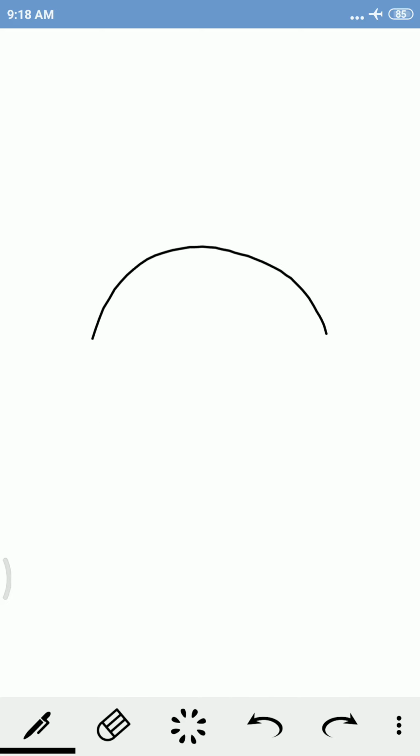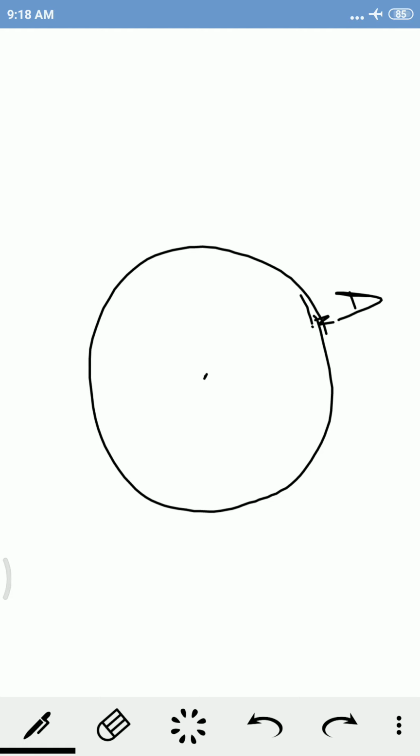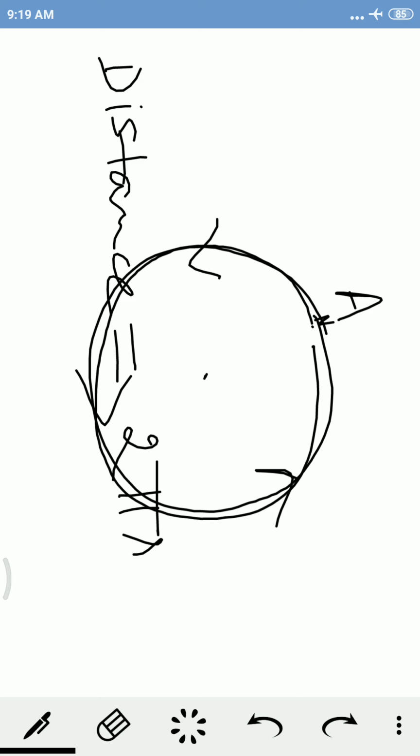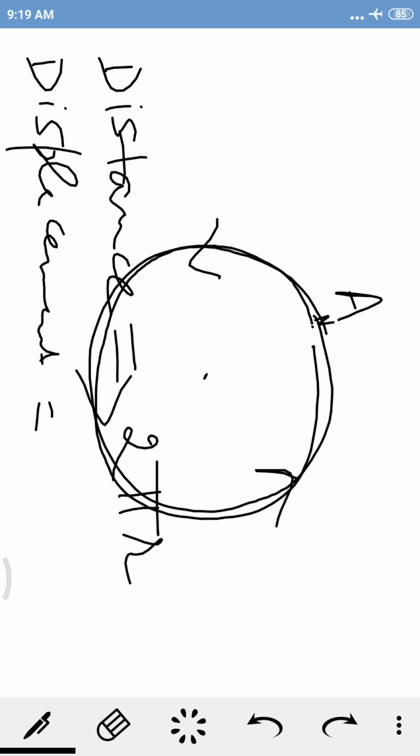Suppose a boy is moving in a circular path. This boy starts from point A and again reaches point A. Now in this case, the distance covered by the boy will be equal to the circumference, that is 2 pi r, and the displacement will be equal to 0 because the boy reached the same position again. Now we are going to discuss some differences between distance and displacement.